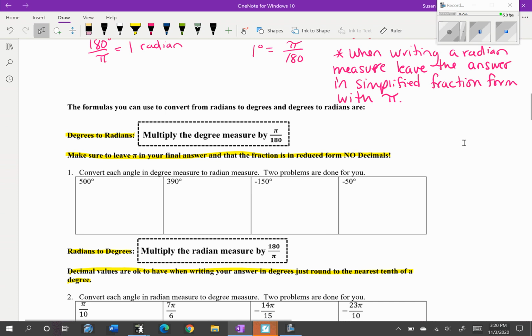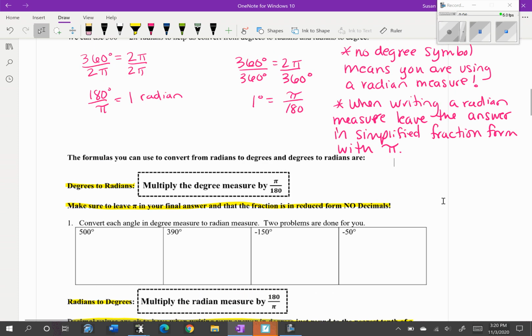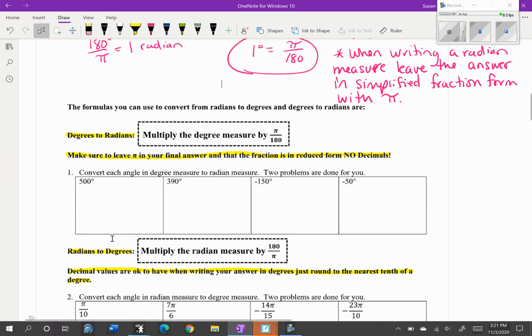So the formula to convert from degrees to radians is you multiply the degree measure by pi over 180. And again, that's because of this conversion right here. So if I look at question number 1, we want to convert each angle in degree measure to radian measure. So if we look at the first one, we have 500 degrees. So if I multiply this by pi over 180, that means we're doing 500 pi over 180. So we want to, again, reduce this, but always leave pi in your answer. So again, make sure to leave pi in your answer and that the fraction is in reduced form, no decimals.